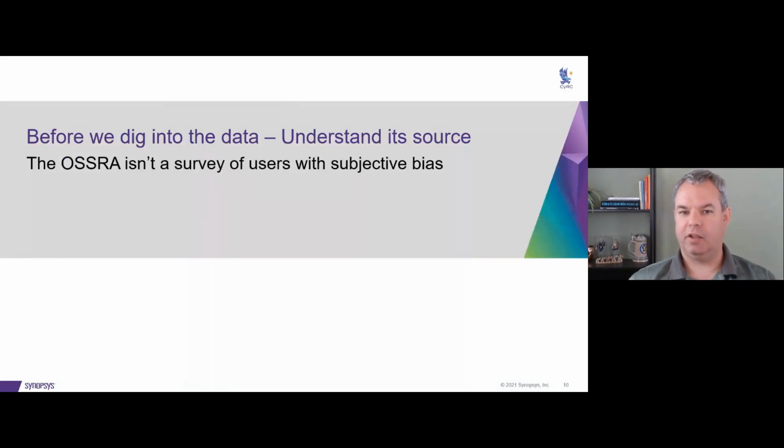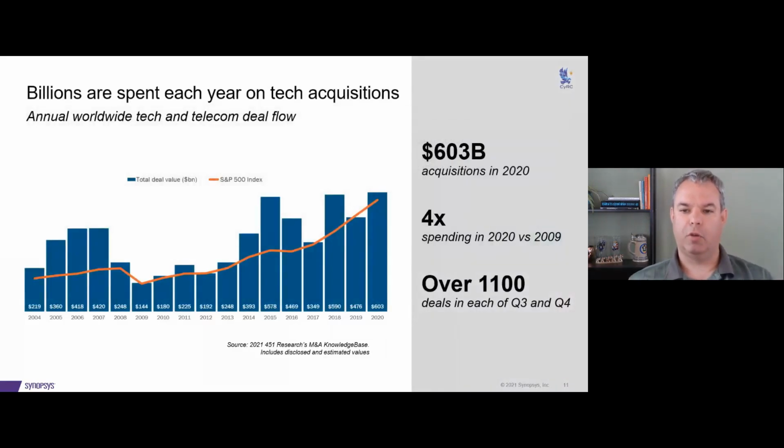Now let's take a little bit of a look at the OSSRA data itself. One of the things that's really important to understand is that OSSRA data is not a survey of users. It does not have a subjective bias. What it is, is the result of commercial software audits that are performed whenever there is an M&A transaction. So company A buying company B, and company B's assets are part of that transaction.